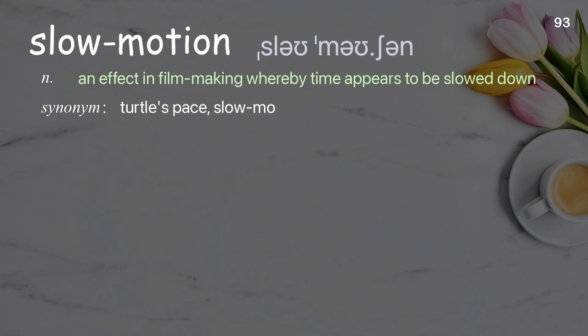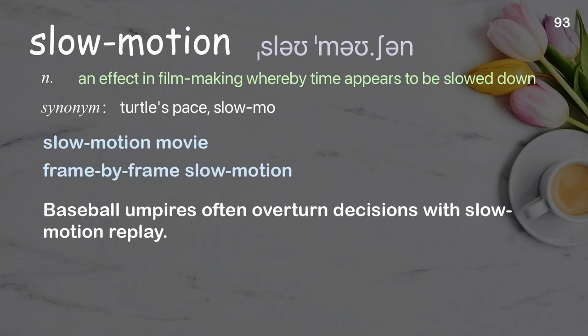Slow motion: an effect in filmmaking whereby time appears to be slowed down. Examples: slow motion movie, frame by frame slow motion. Baseball umpires often overturn decisions with slow motion replay.